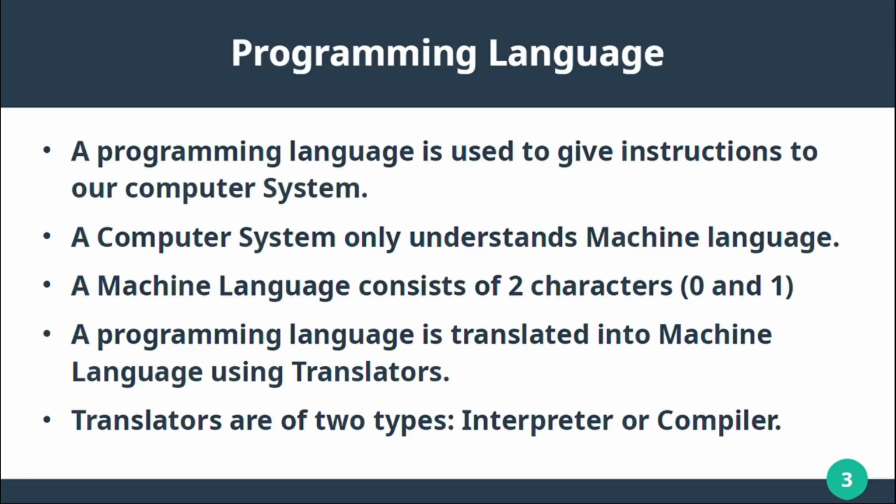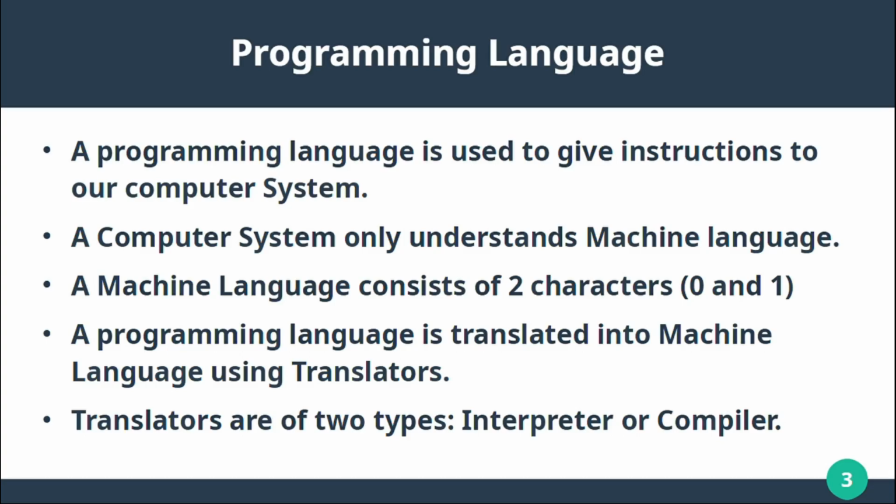A computer system cannot understand general purpose language. Like a computer system cannot understand English, cannot understand Arabic, cannot understand Russian or Chinese. The computer system only understands a specific kind of language that is called machine language. So a machine language actually consists of only two characters, that is 0 and 1. Just like English has 26 alphabets from A to Z, in the similar way, this machine language has only two characters, that is 0 and 1.